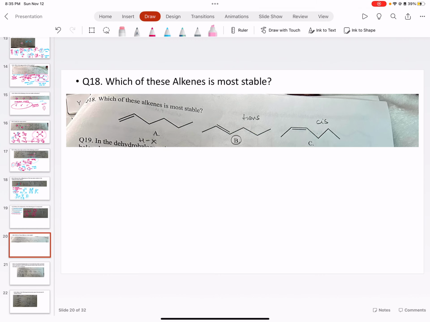So then question 18: which of the alkenes is the most stable? Stability goes monosubstitution, disubstitution, trisubstitution. You can see that this one is mono, this one's disub, and this one's disub. Then you'll be like, what else can we do? We can instantly eliminate this one because disub is more stable than monosub. But then it goes to cis and trans. We know that trans has lower energy, therefore it's more stable. So that's why B will be the right answer.